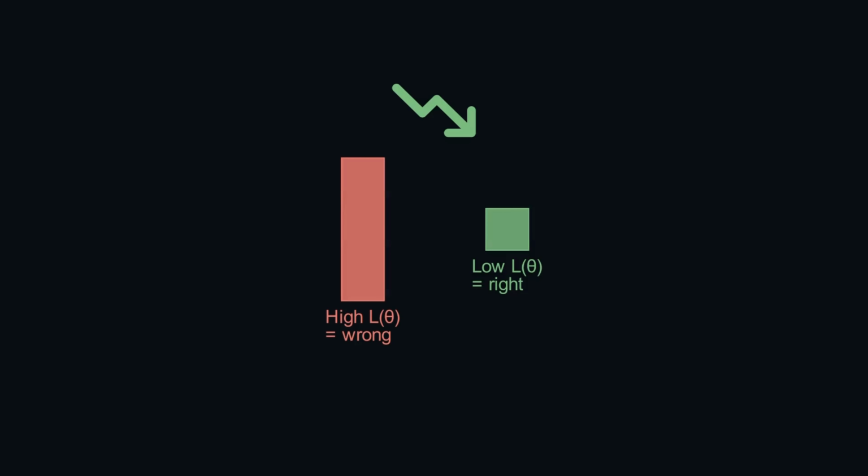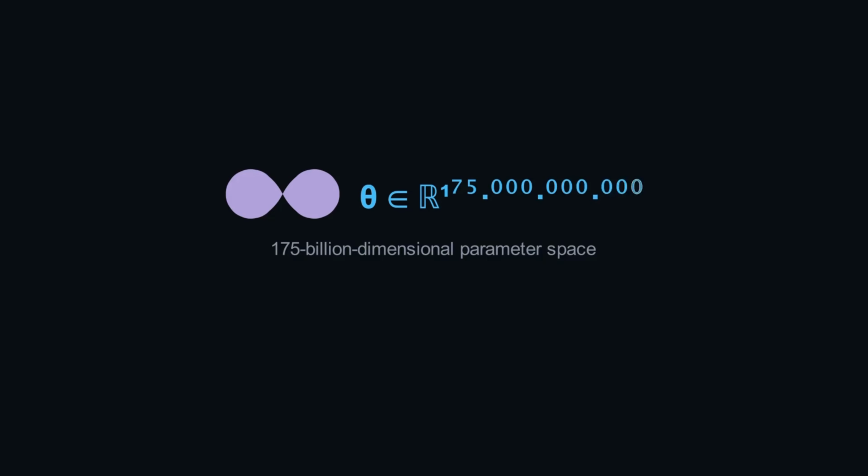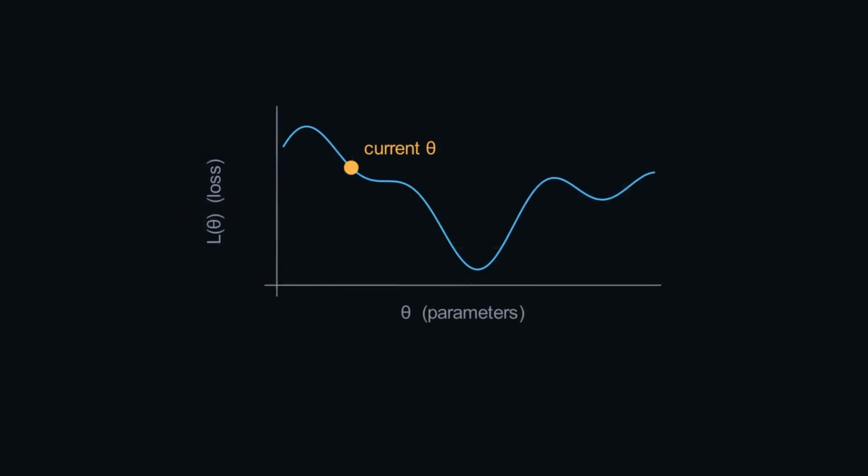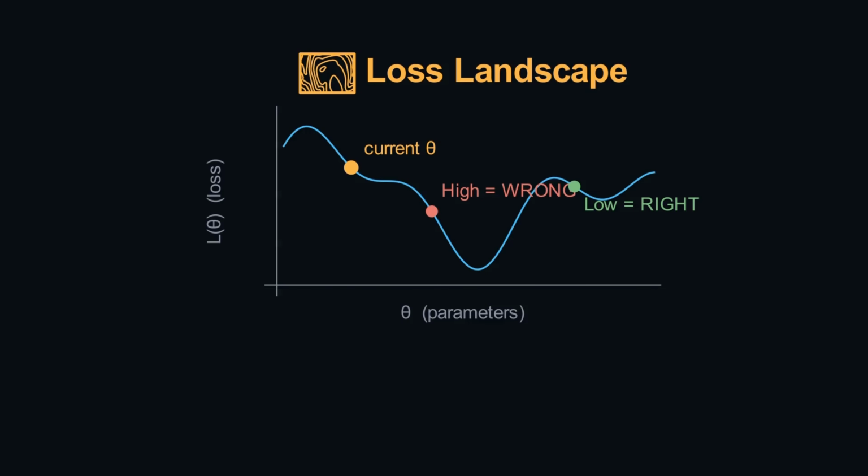Now GPT-3 has 175 billion parameters. That means theta lives in a 175 billion dimensional space. We can't visualize that, so we picture a two-dimensional slice of it as a mountain range. Each point on that surface is one possible setting of all the parameters. The height of the surface is the loss. High means the model is wrong. Low means it's right. The surface is called the loss landscape, and it's anything but simple.